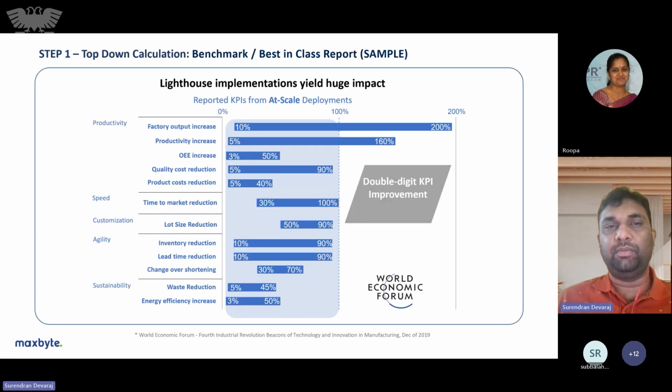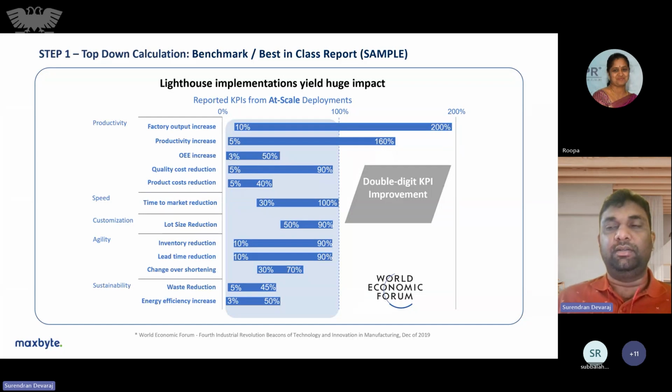World Economic Forum is one of the key places where they release, year on year, data on Industry 4.0 implementations and technologies. And this is a benchmark figure that we also take up for any lighthouse implementation project. So in a factory, if you take productivity, we can increase it maximum up to 200%. For speed or time to market reduction, we can go maximum to 100%. Agility, we can go up to 90%. Waste reduction, we can go up to a maximum of 45% reduction. So these are some of the benchmark numbers that we can take.